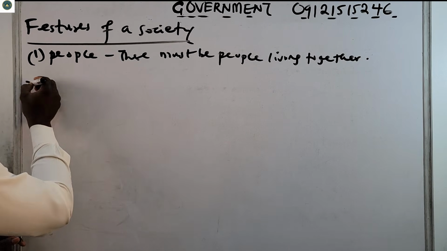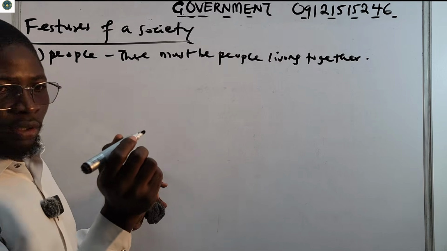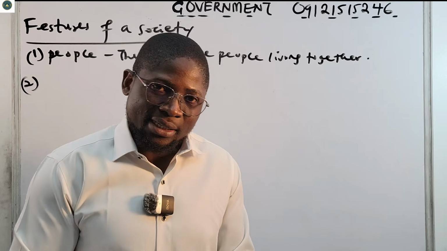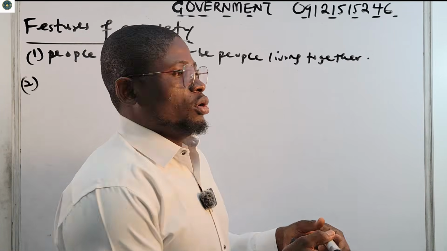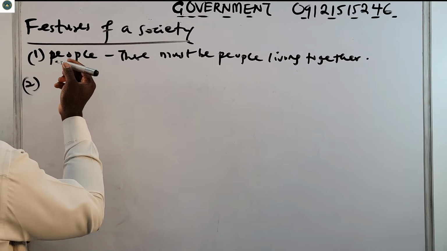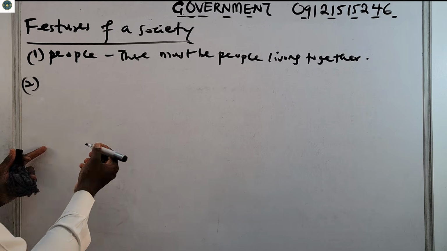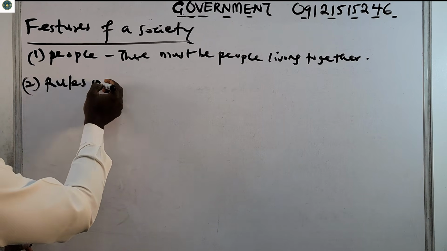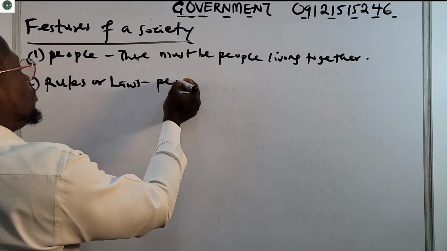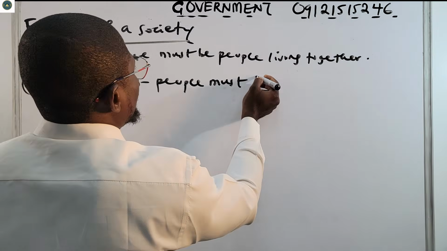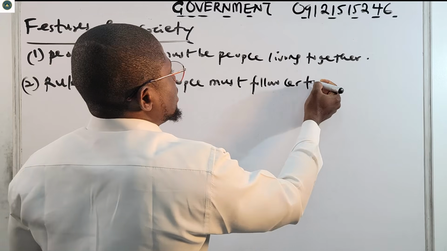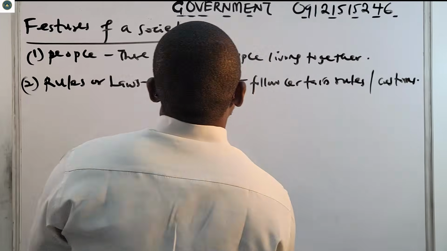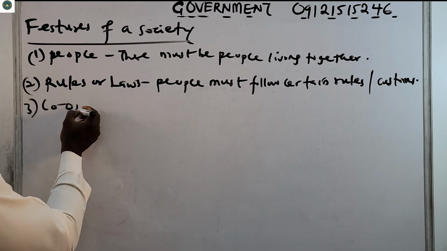Then number two, there must be rules or laws to help maintain order. You need those rules to be kept in place. People must follow certain rules or follow certain customs as placed in the society.